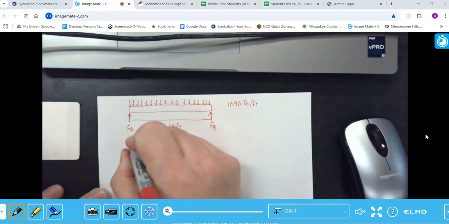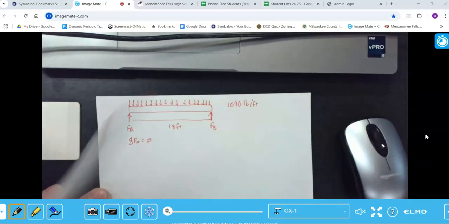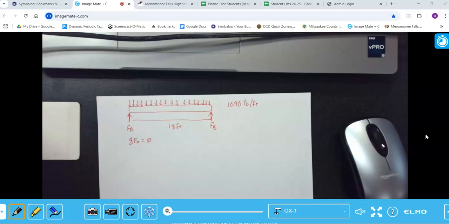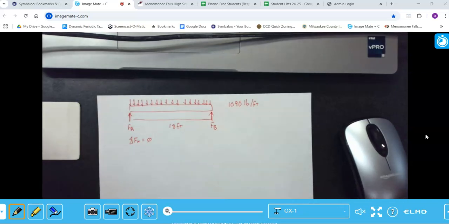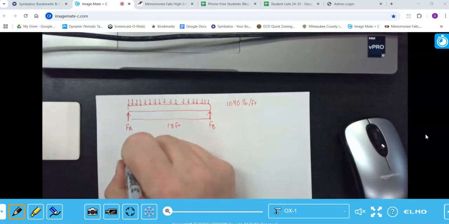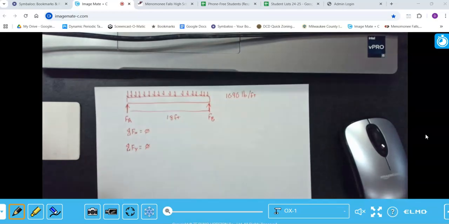At this point, I have to sum all of the forces in the x direction, and I do not have any forces in this free body diagram that are acting to the left or to the right. So that is 0. There's nothing to do with that. That calculation is done. I am going to sum all of the forces in the y direction, and that also has to be equal to 0.